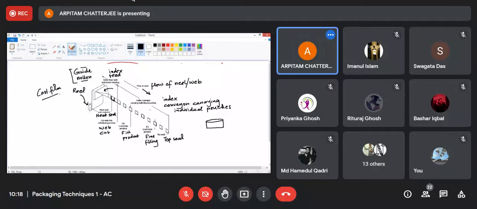Okay, and then it comes to the next step, which is the index conveyor carrying individual pouches. Here, each individual pouch is filled with the product of interest, whichever product you are dealing with. Now there are two steps of filling. One is called the main filling, and another one is called the fine filling.